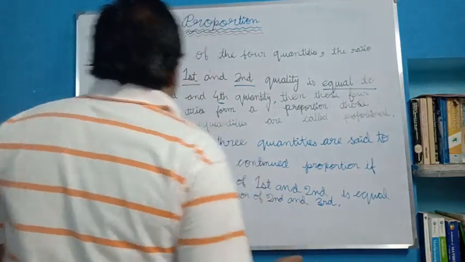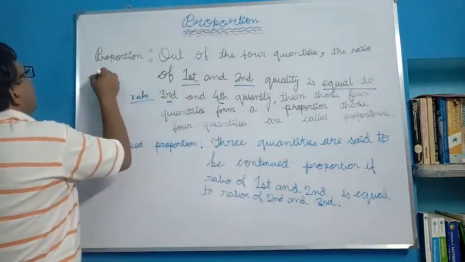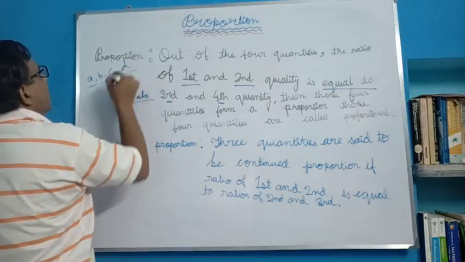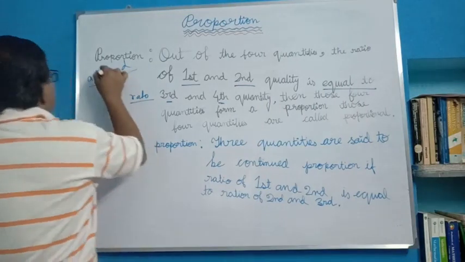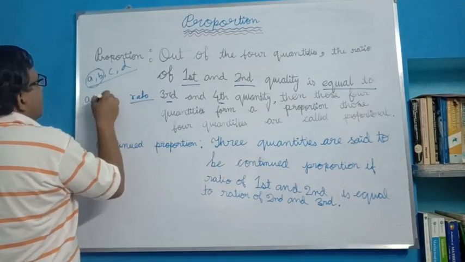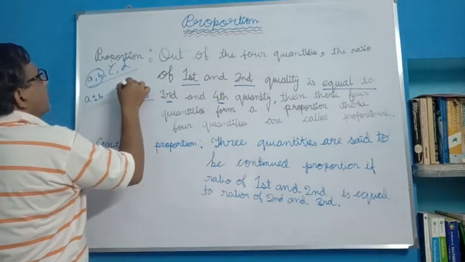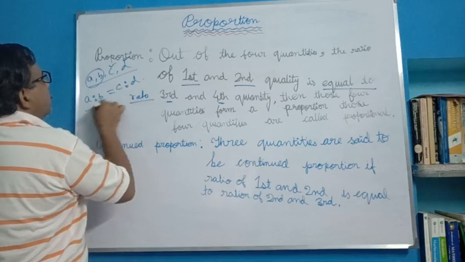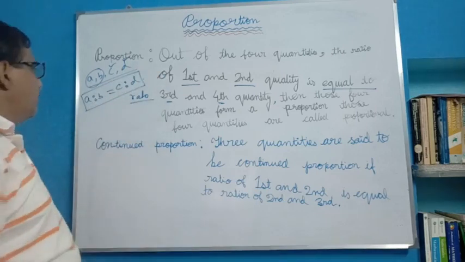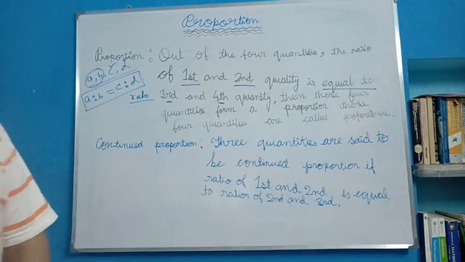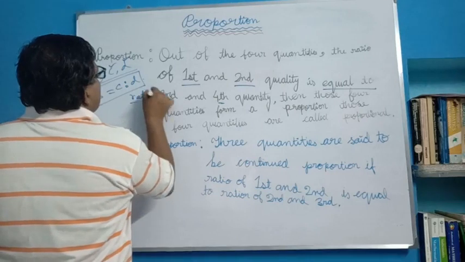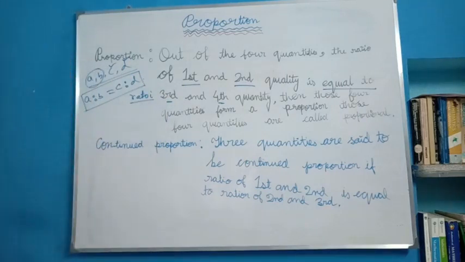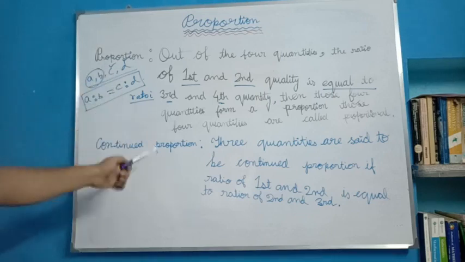Like that, if we take four quantities, say A, B, C and D, then if the ratio of the first two, that means A is to B, and the ratio of the third and fourth, that is C is to D, are equal, then we can conclude A, B, C, D are in proportion.